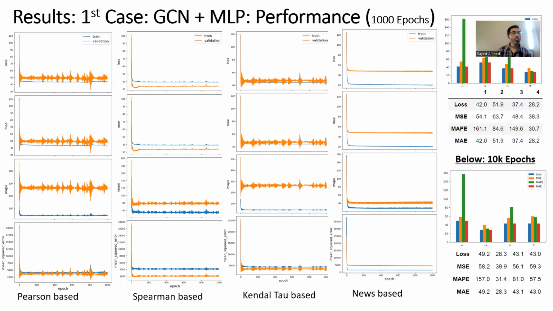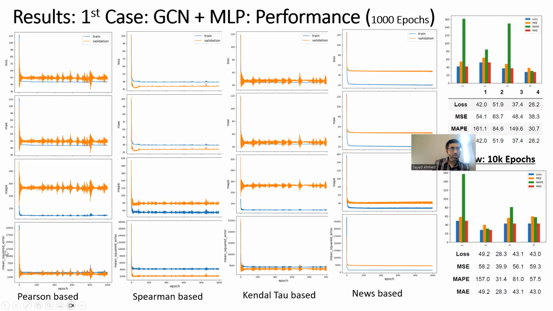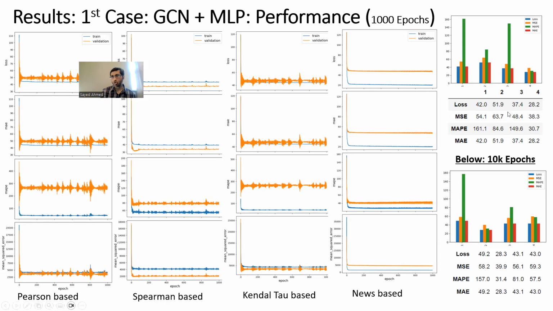Okay, let's see the results after applying my model on the data, right? So the first case means GCN and MLP, right? Some layers of GCN, and then MLP for the prediction. Okay, so as you can see, this is training and validation. This is the mean squared error, mean absolute percentage error, mean absolute error, and this is the loss function. Validation sometimes followed the training, and sometimes it performed a little better, right? So overall, these are the graphs and the corresponding plots.